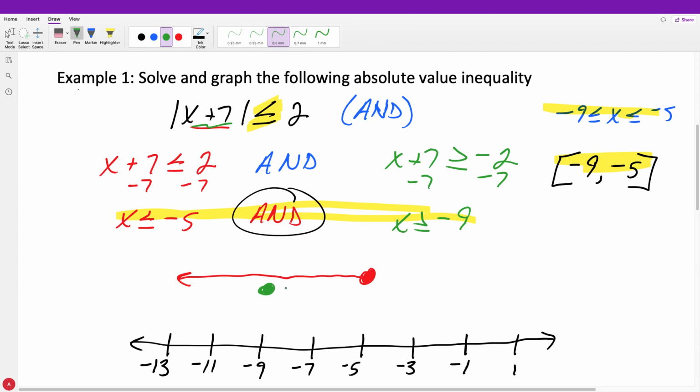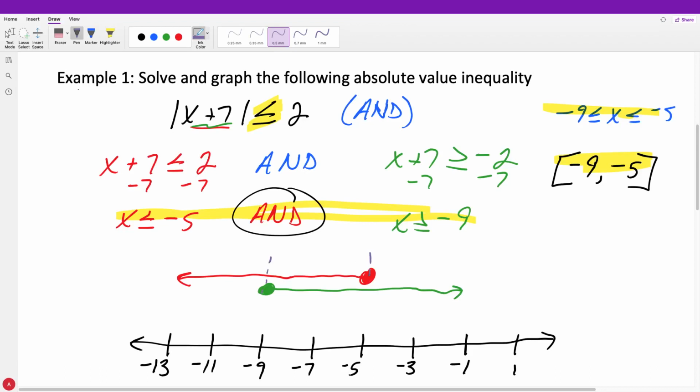I put the colored in circle, greater than or equal to going to the right. And remember, when we're dealing with an "and" statement, we need to see where they overlap. So they overlap here from -5 to -9, and that will be my final answer. All right, so that is it for this question.